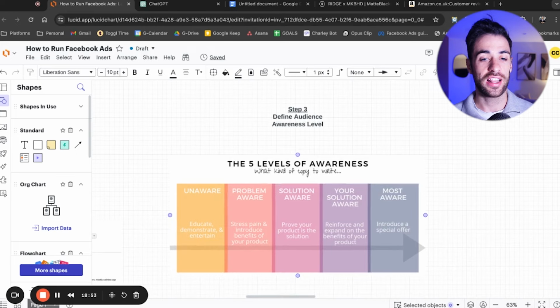You want to come in and define it. Like I said, we're probably going to use these two. So I'm going to say we want to be hitting the problem-aware audience. And I'll show you examples of this so you can understand it as well.